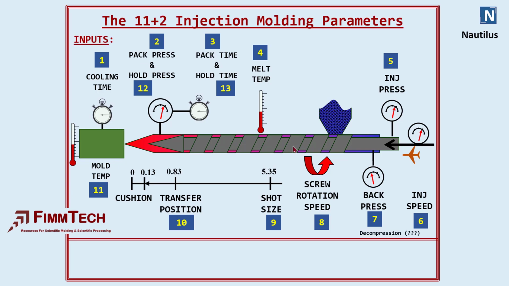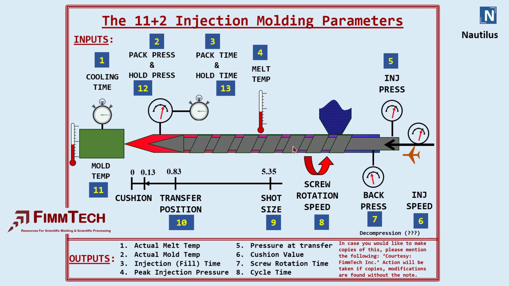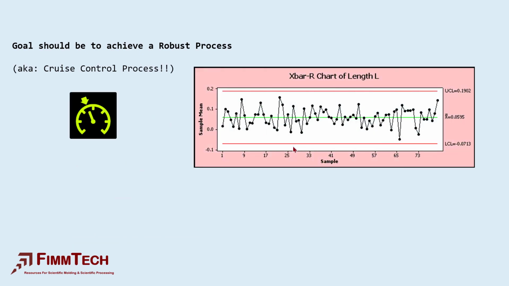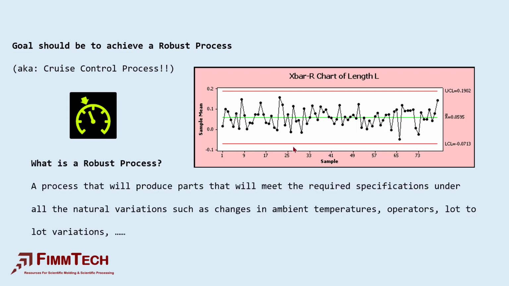There are also several outputs that we must always take into consideration, and it is these outputs that are more important compared to the settings on the molding machines. If you always match your outputs, you will get the same parts on every single machine that you mold the same part on. The goal should always be to achieve a robust process. The process should run in cruise control mode. That means once you put the mold in the machine, it should run without any tweaking, without any changes to the process, and still produces acceptable parts throughout the production run.